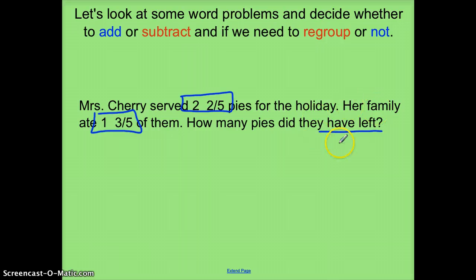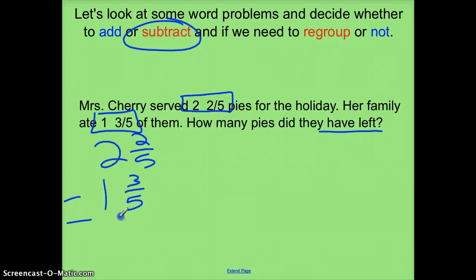Okay, so this makes me think this is a subtraction problem. And in order to find out if I need to regroup or not, I'm going to go ahead and set the problem up. 2 2/5 minus 1 3/5. And I'm going to take a look at my fractions to decide, do I need to regroup or not? I have 2/5 here minus 3/5 here. That tells me I cannot subtract 3/5 from 2/5, so I'm going to go ahead and regroup.